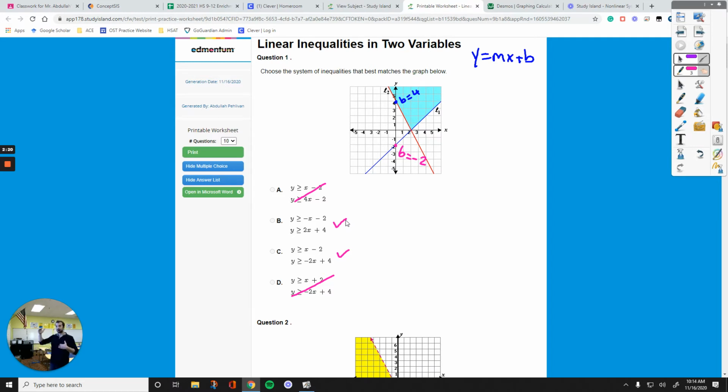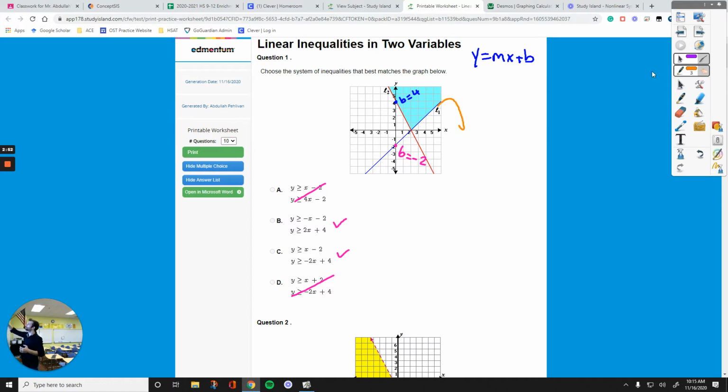Now let's talk about the differences between B and C. I see two differences. If I ask you out of the red or blue line on the coordinate plane, which one is rising? One of them is going up from left to right, the other one is going down. So the red one is going down, the blue one is going up. So it's rising.